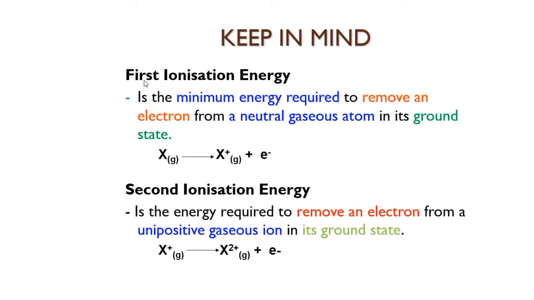Revision. What is ionization energy? The first IE is the minimum energy required to remove an electron from a neutral gaseous atom in its ground state. Just now electron affinity is electron added. Now IE is electron removed. So this is the first IE, minimum energy required. For the second IE, I encourage you all to write down minimum as well. It's the minimum energy required to remove an electron from a uni-positive gaseous ion in its ground state. After removing the second electron, it becomes a 2+ ion in gaseous form.